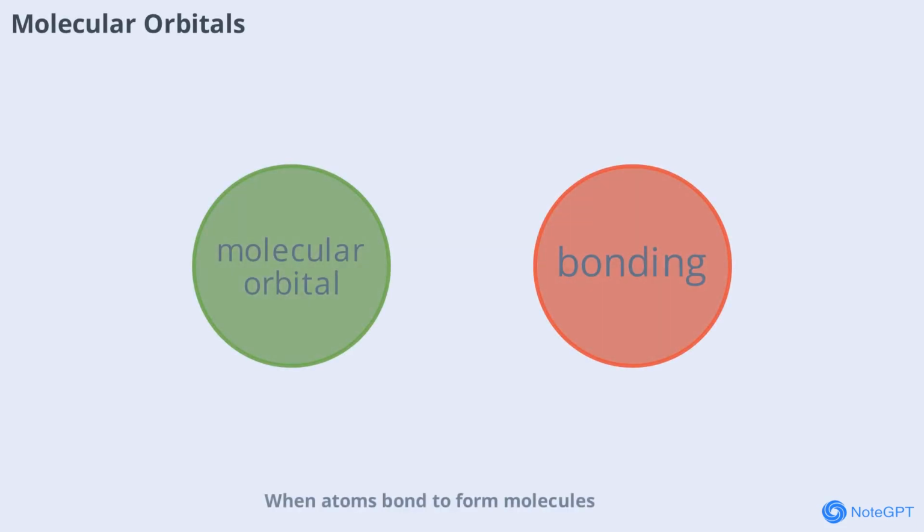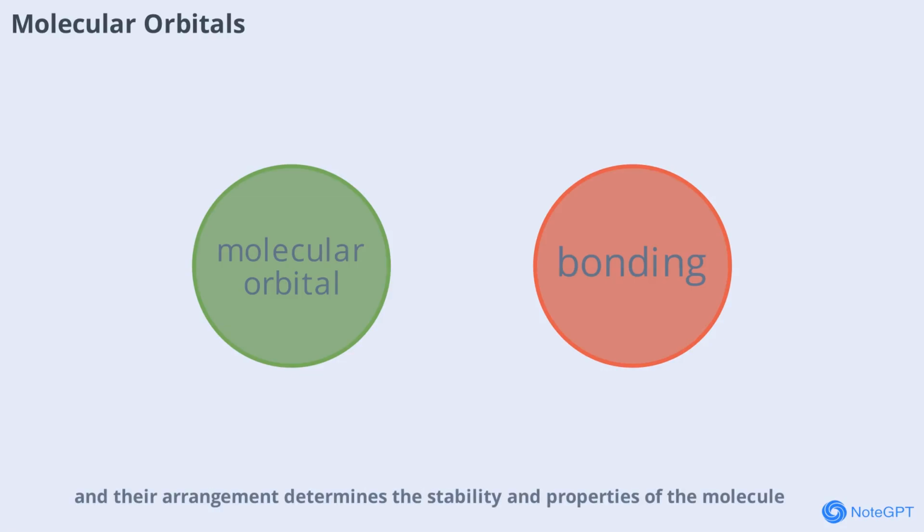When atoms bond to form molecules, their atomic orbitals combine to create molecular orbitals. These new orbitals can be bonding or antibonding, and their arrangement determines the stability and properties of the molecule. Molecular orbital theory provides a more detailed understanding of chemical bonding than the simple Lewis structure approach.